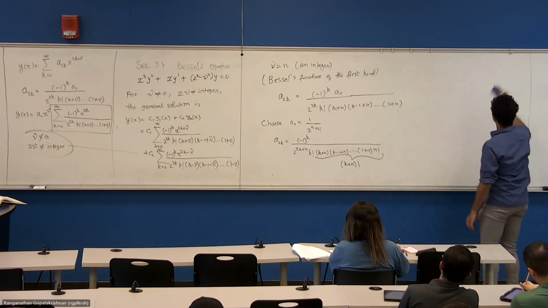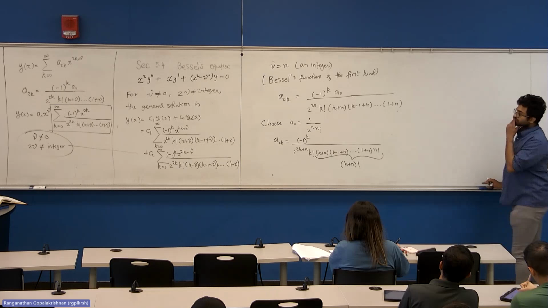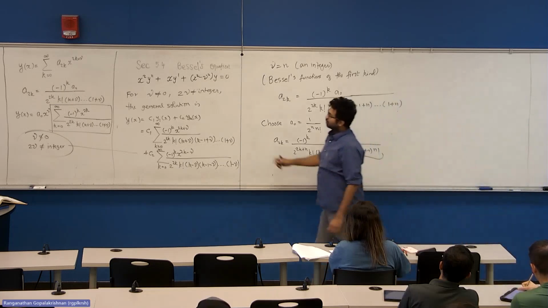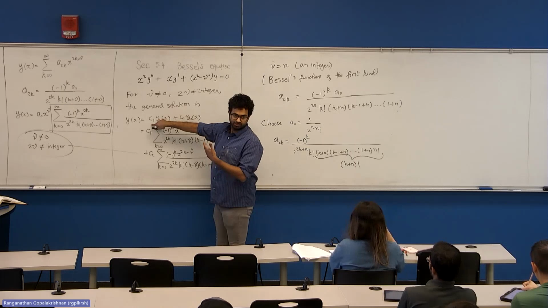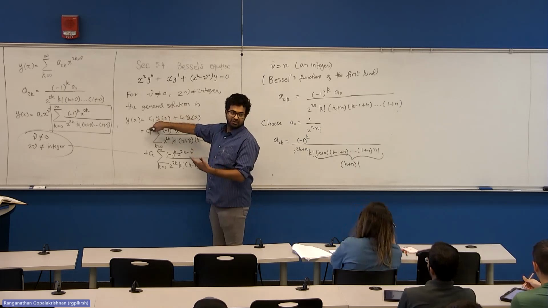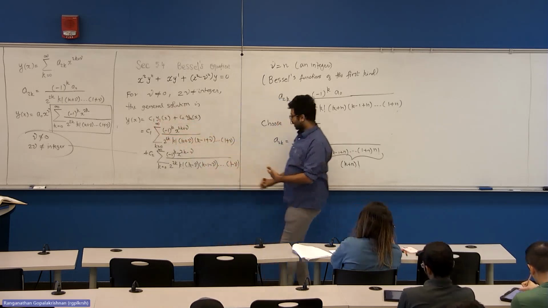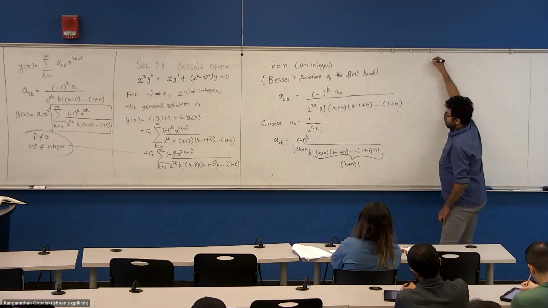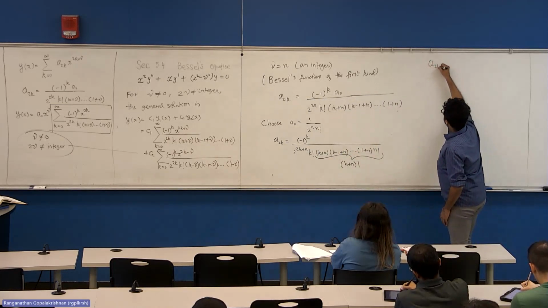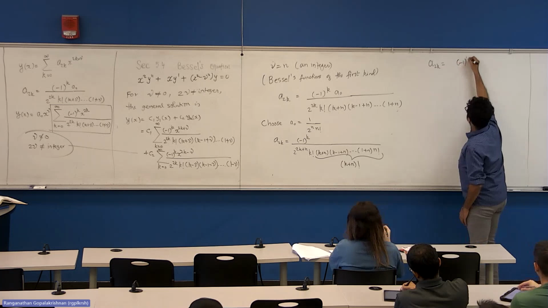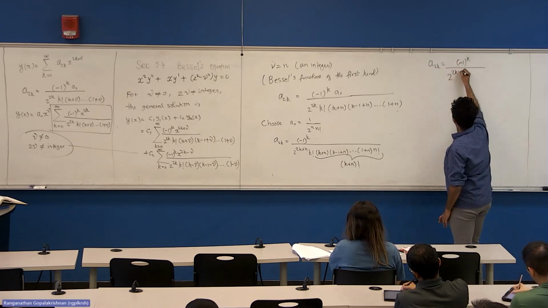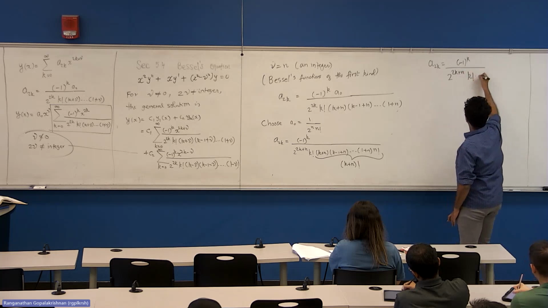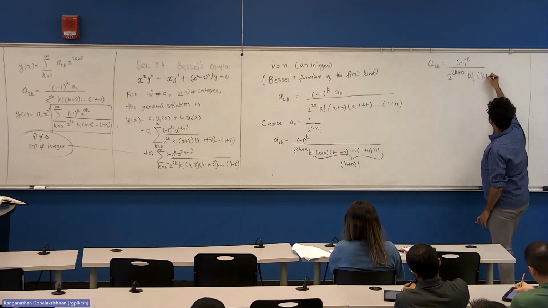Have another position. Important. The C1 will automatically adjust itself to take a specific value which satisfies the boundary conditions. Okay, so we are going to write a_k is minus 1 power k divided by 2 power 2k plus n, k factorial times k plus n factorial.